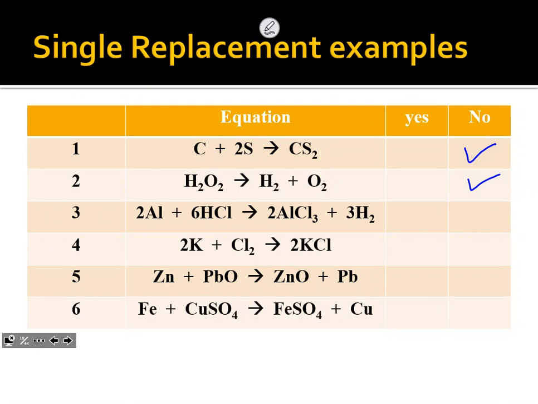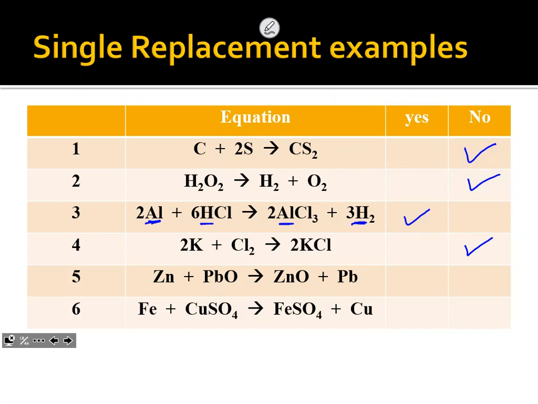Is number 3 a single replacement? Yes. And what's switching here? Is it the cation or the anion? This is where you really know if you know your stuff. Which one's switching? Which one's doing it? The cation or the anion? Good, cation. You see the aluminum's replacing the hydrogen. These are the ones that are switching. So that one's going to be a cation one. How about number 4? No. Number 4 is a no. It's all a synthesis, right?